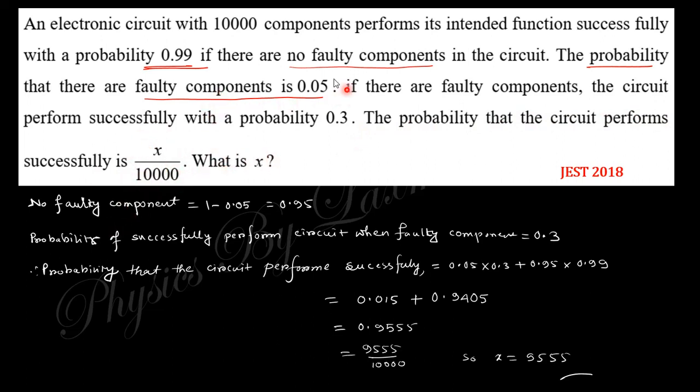So the probability of a faulty component is 0.05. So the probability that there is no faulty component is 1 minus 0.05, that is 0.95. And the probability of the circuit performing successfully with a faulty component is 0.3. So the probability that a circuit performs successfully: 0.05 is the faulty with this probability 0.3, and no faulty component 0.95 with this probability 0.99. If you add up these two things, you will get this, where x equals like that. Clear? So x equals 9555. Go to the next one.